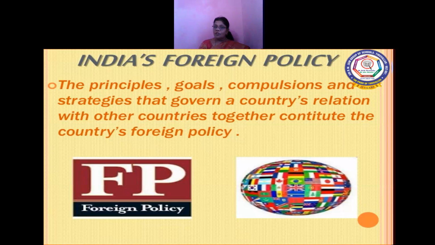So the Constitution of India 1950, according to Article 51, lays down directive principles of India's foreign policy. The state shall endeavour to promote international peace and security, maintain just and honorable relationships between nations, respect international law and international organizations, and encourage settlement of international disputes.